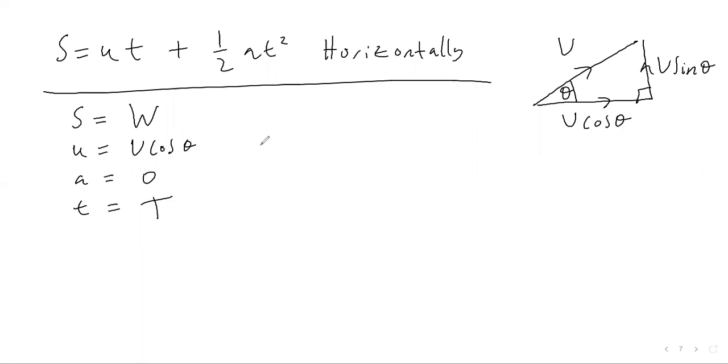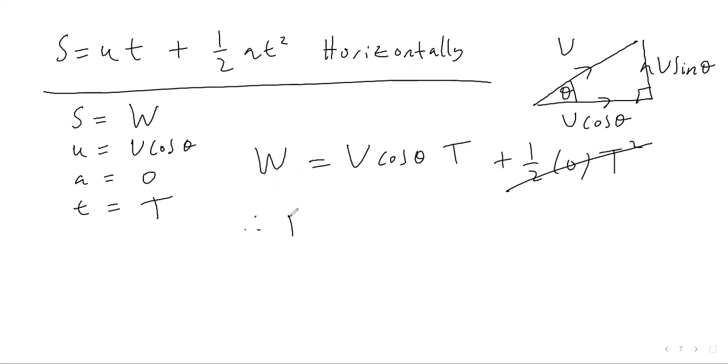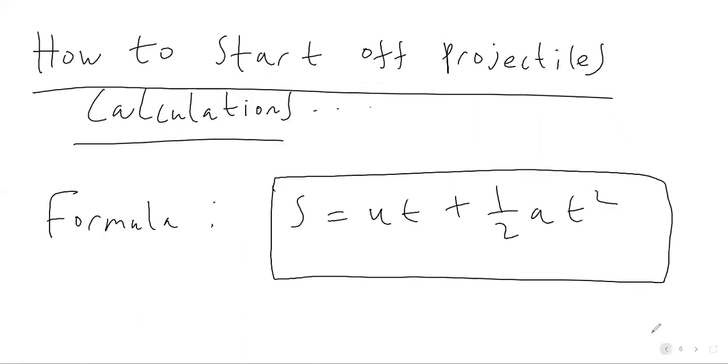So now what we can do is use our equation, S equals ut plus half at squared. Our S is going to be W, and that's going to be equal to u, so u cos theta, times T, plus half of the acceleration, but that's just 0 anyway, times the time squared, so that's just 0. Therefore W is equal to u cos theta times T. So your horizontal distance is always equal to u cos theta times the time of flight. That's always true.